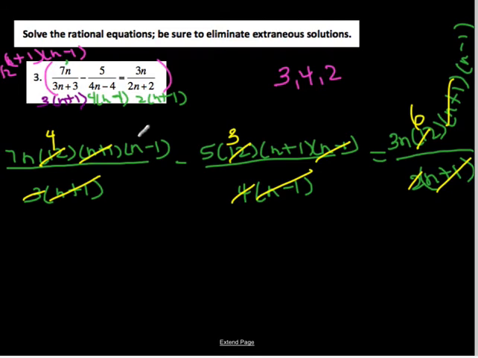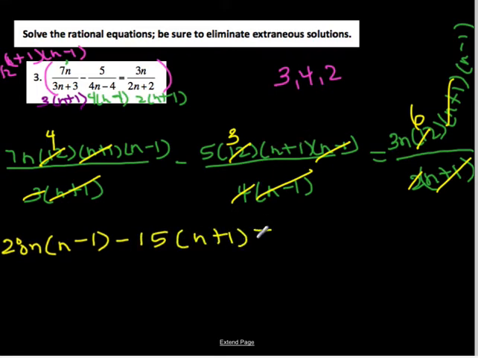So let's write down what I have now. 7 times 4 is 28. So I have 28n times n minus 1. 5 times 3 is 15, so minus 15 times n plus 1 is equal to 3 times 6 is 18n, and then I would have my n minus 1 still. Now I'm going to go ahead and distribute and start solving.